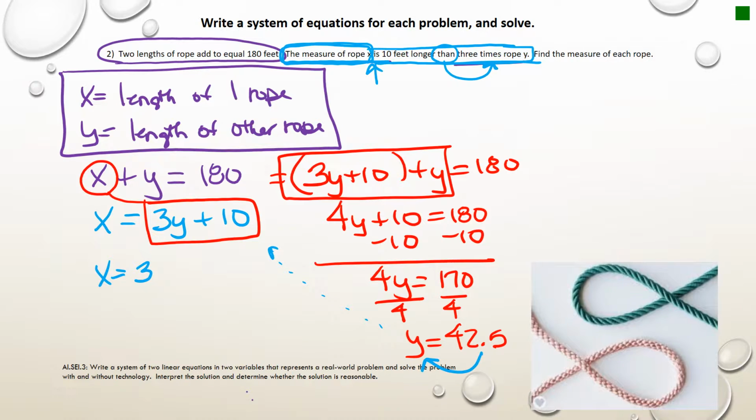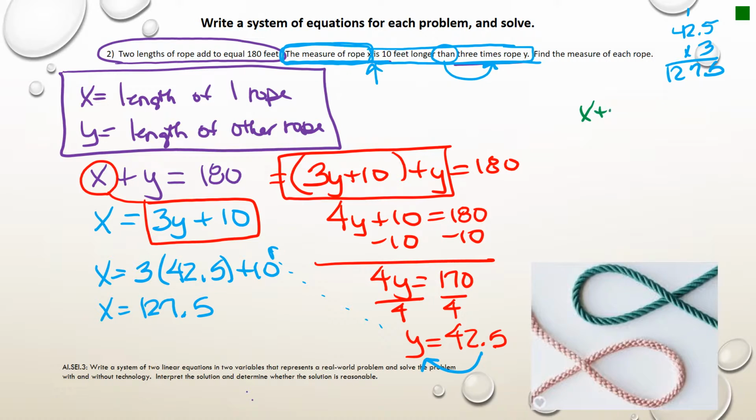So X is going to equal 3 times 42.5 plus 10. So over here, I'm going to do 42.5 times 3. Look at this, old-fashioned arithmetic without a calculator. 7, 12, 127.5. Okay, let's check it.